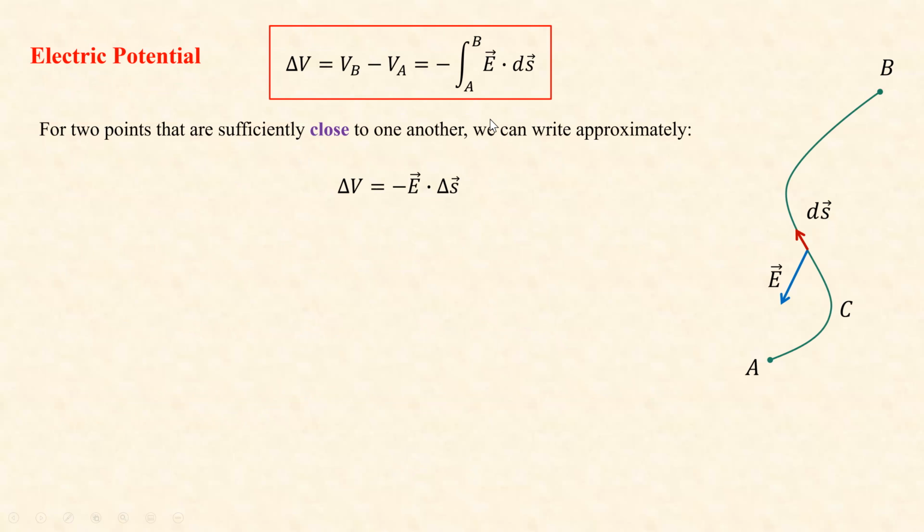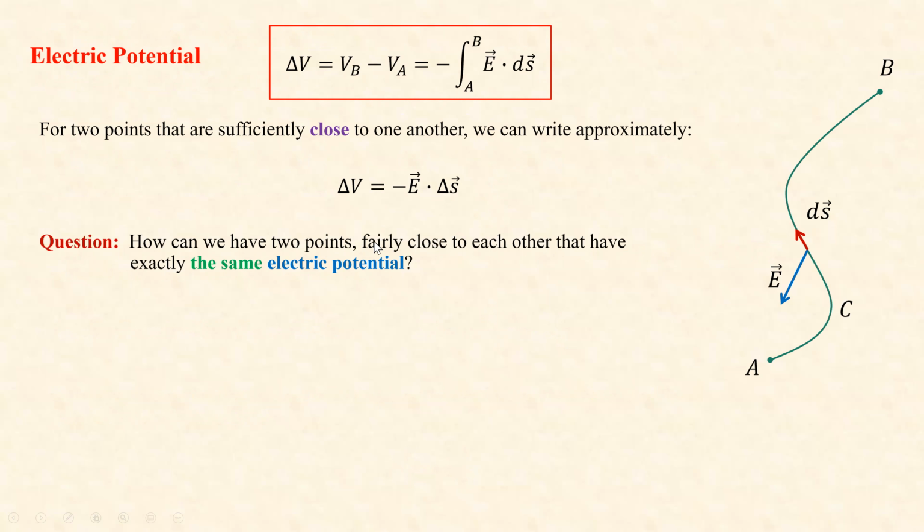And so from here, if the electric field is fairly constant, we can say, okay, this electric field is constant, integral of ds becomes delta S. So delta V becomes negative E dot delta S at any point. The question is, how can we have 2 points fairly close to each other that have exactly the same electric potential?